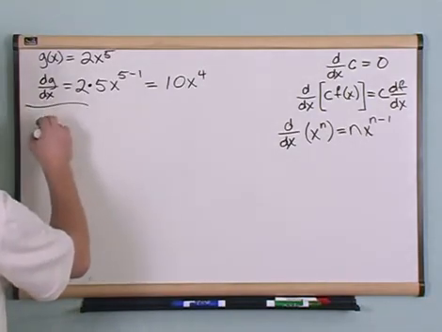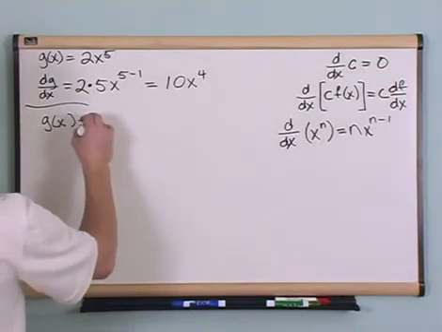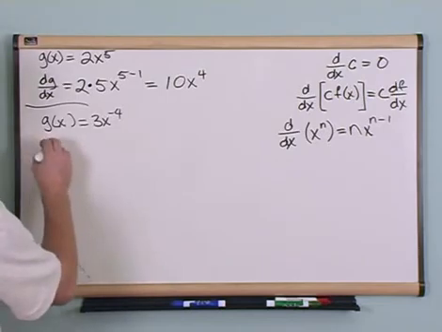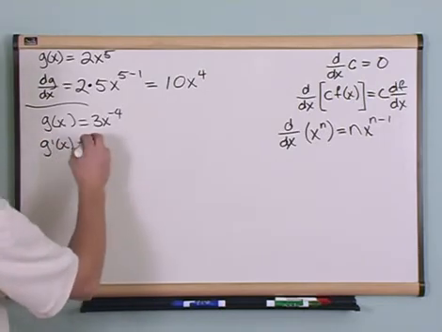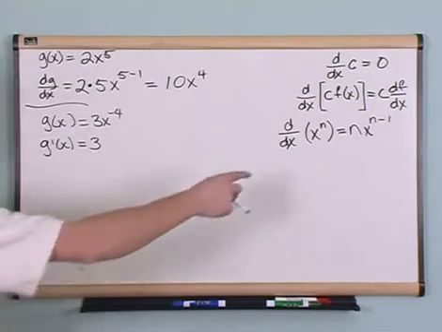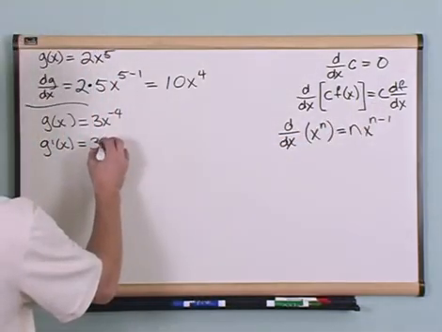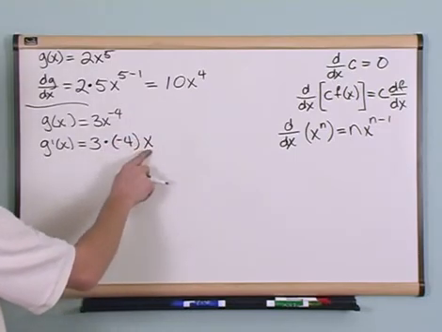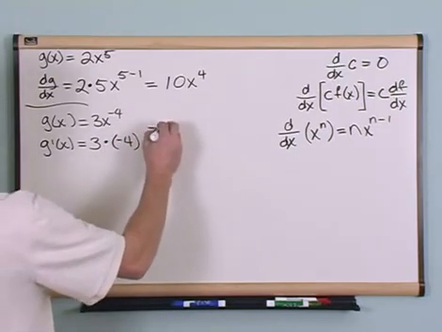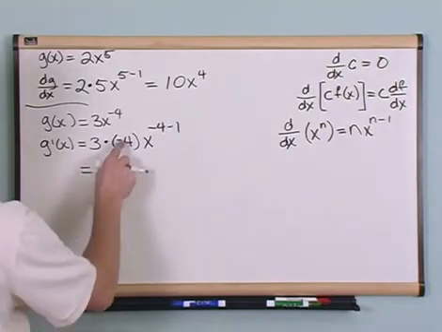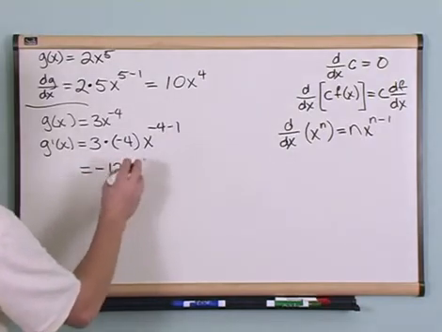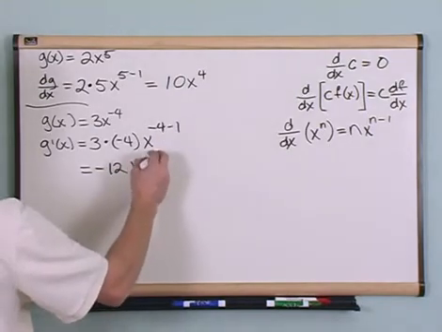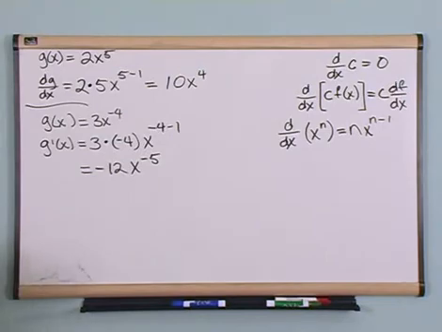What if you had g of x is equal to 3x to the negative 4th power? Well, then g prime of x is simply going to be 3, which just stays out front, times the exponent comes down, negative 4, and then the power of x is negative 4 minus 1. So 3 times negative 4 is negative 12, x, and then the exponent is negative 5. Negative 4 minus 1 is negative 5.